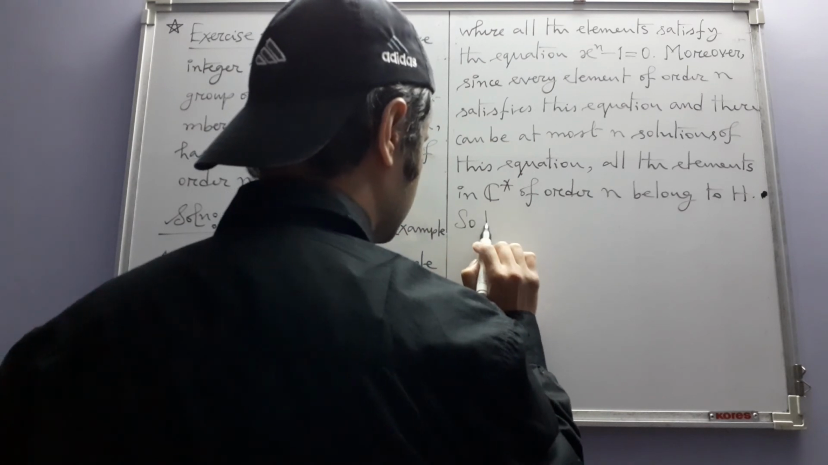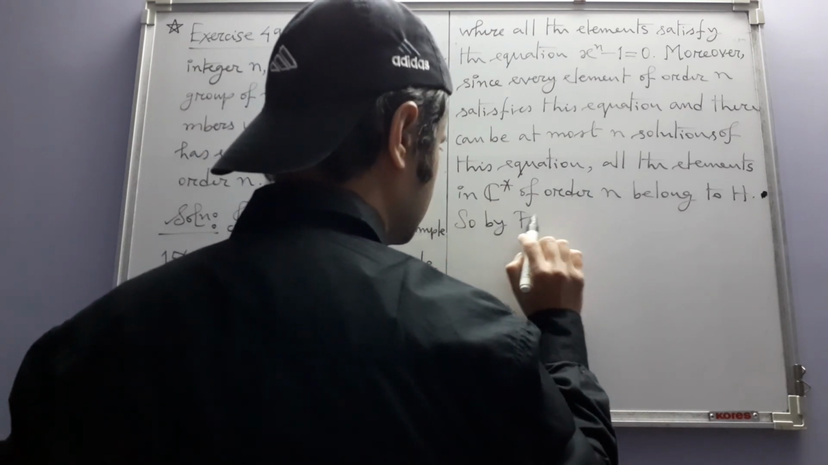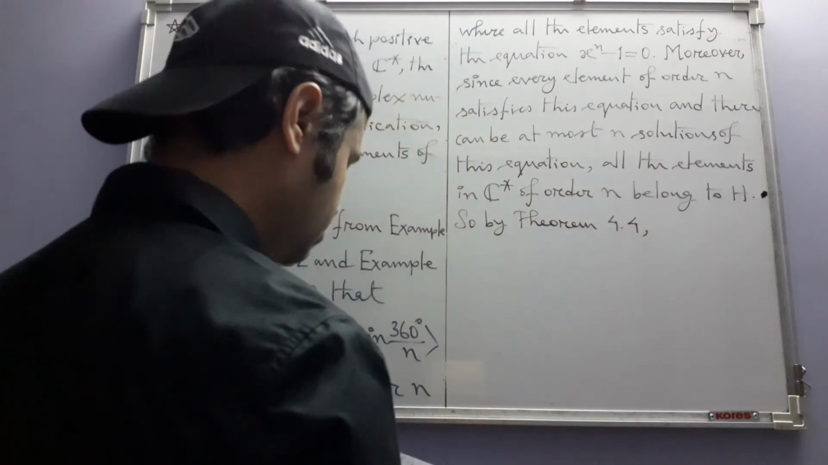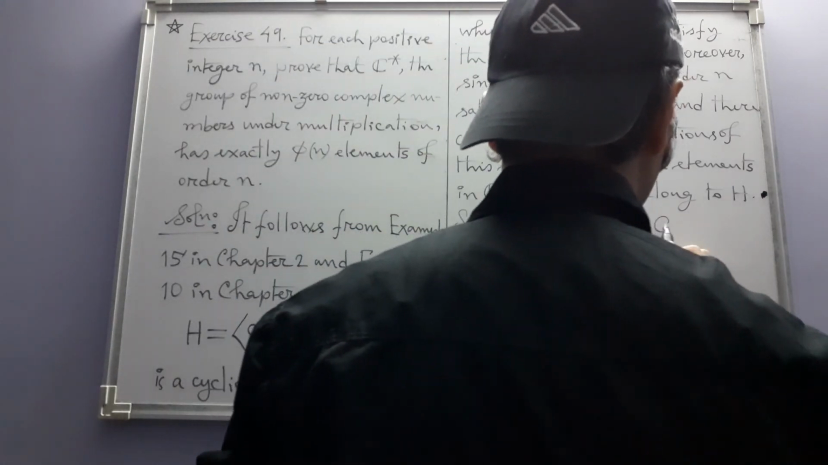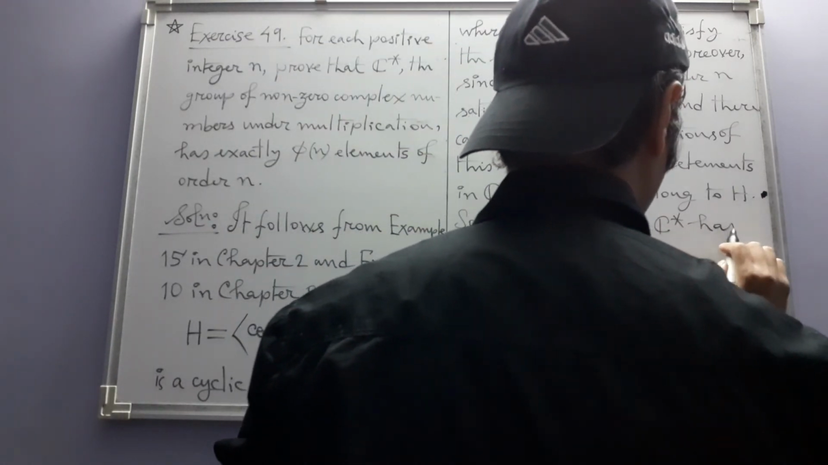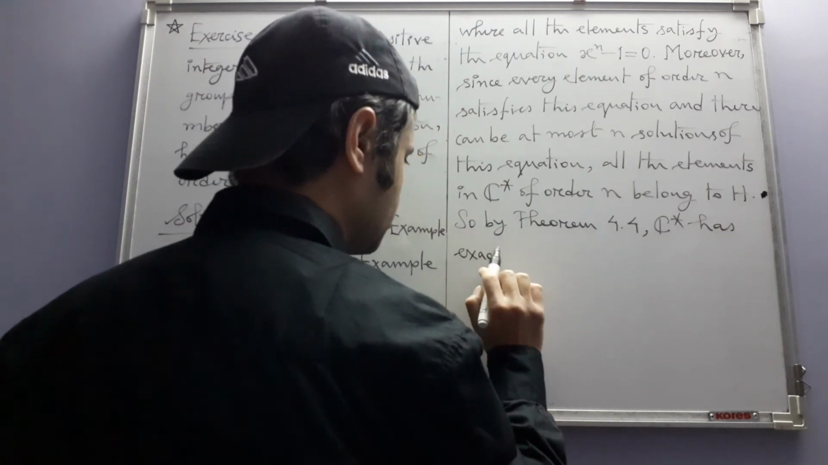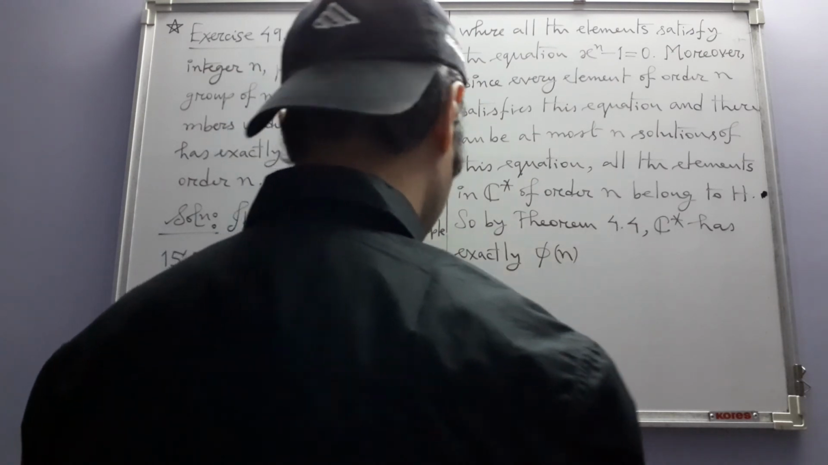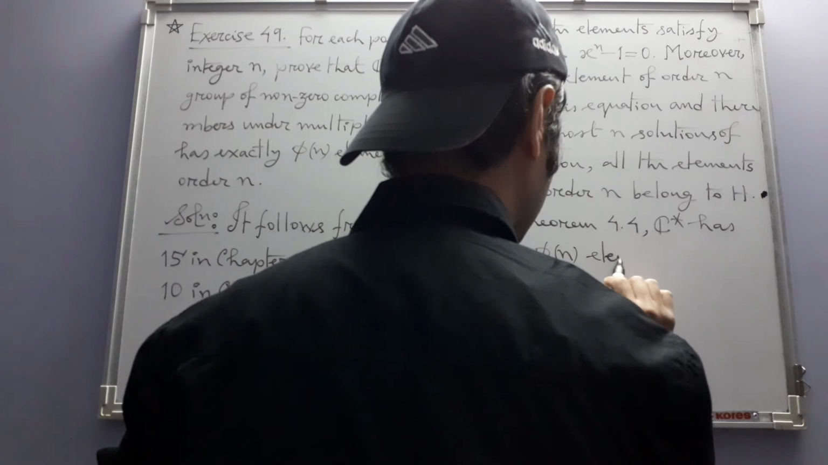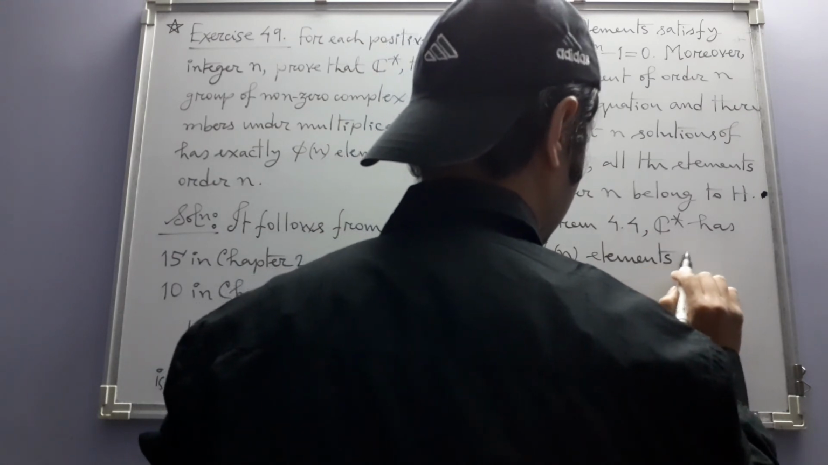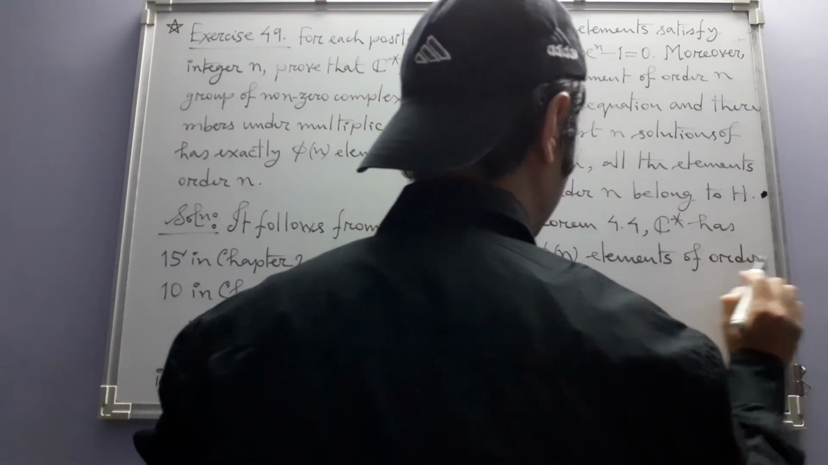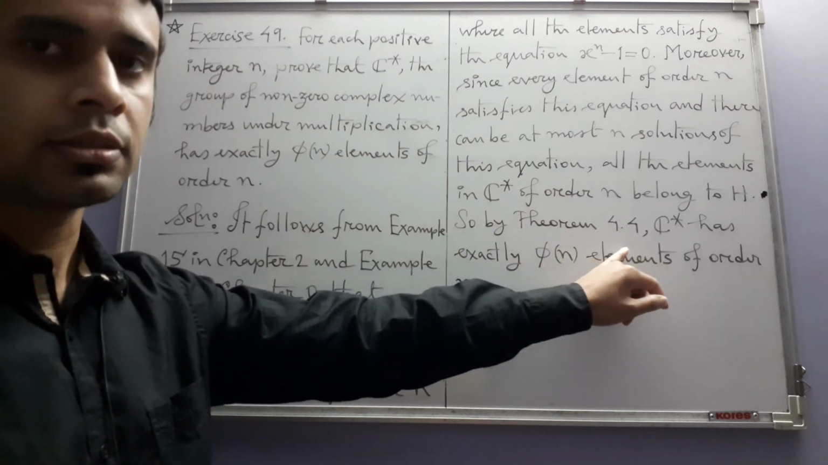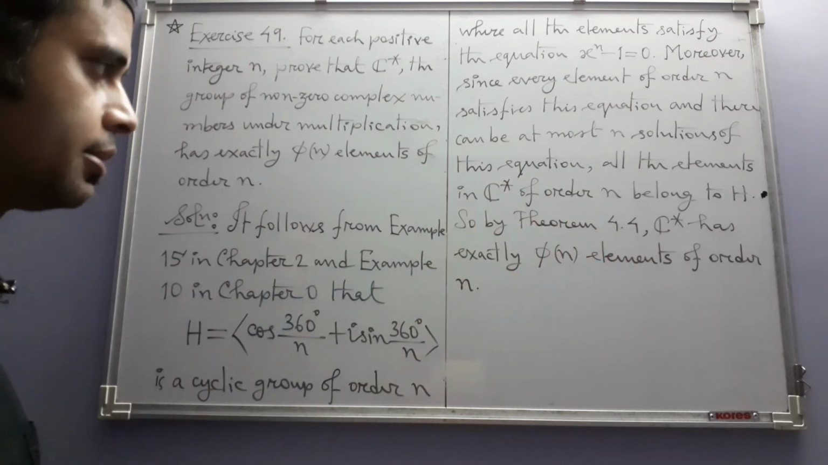So by theorem 4.4, C star has exactly phi of n elements of order n. Why exactly? For that you see the statement of theorem 4.4 and you will understand, it's very easy.